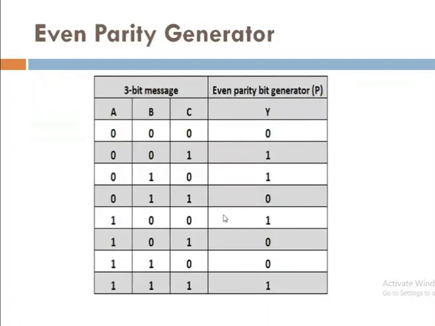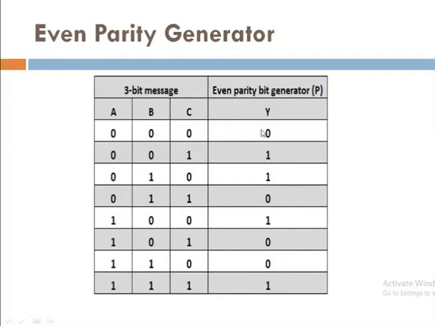Now this is a truth table. In this truth table, I have considered the three input data A, B, C, and the output I have considered Y. This output is nothing but the parity bit we are generating, so here an even parity bit generator. You can observe there are three inputs, so write down the total 8 combinations, starting with 0 and up to 7.